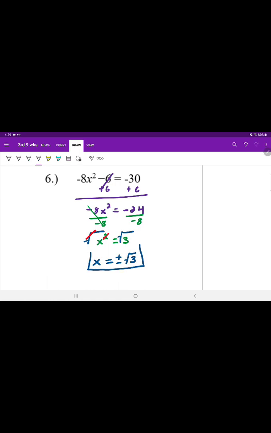So a pretty easy way to solve quadratics. We didn't have to use any x method. It was pretty much just a couple of one- to two-step equations. All right, class is over.